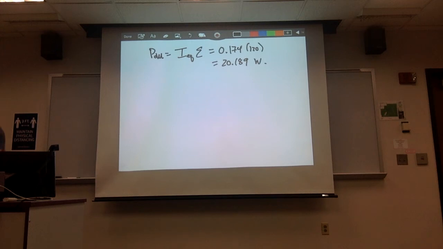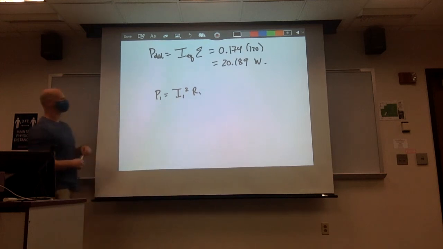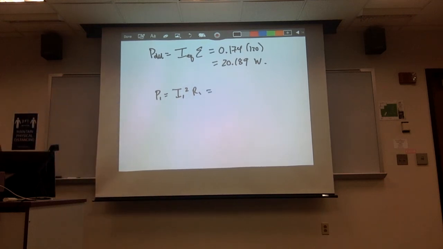Okay. For the power lost by resistor 1, we can use the second expression, which says the current is I1 times the resistance R1. So using the first one, I'm going to write this as I1 squared times R1. So it's going to be equal to 0.174 squared times the resistance, which was 400. For the second one, using the same expression, I'm going to get I2 squared times R2, which is 0.1 squared times 500.